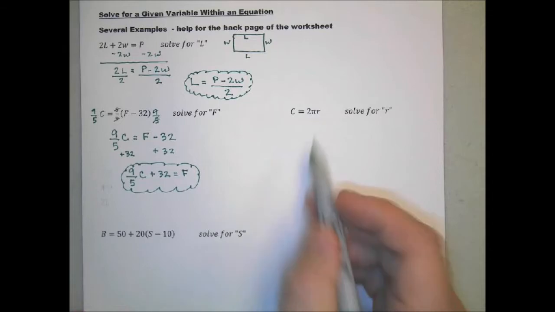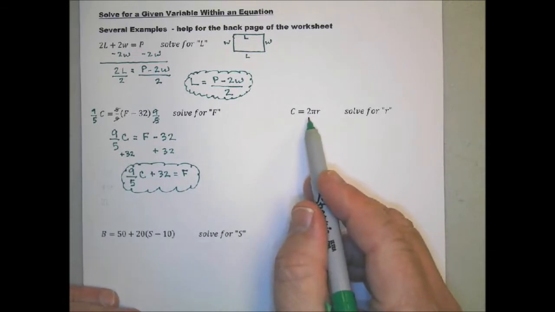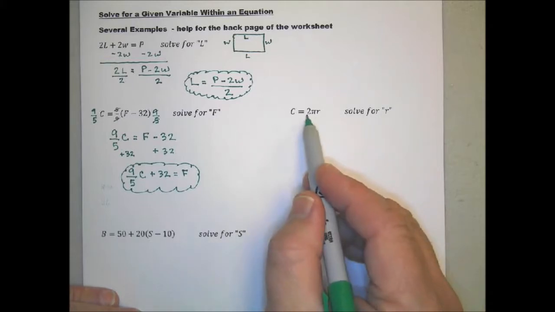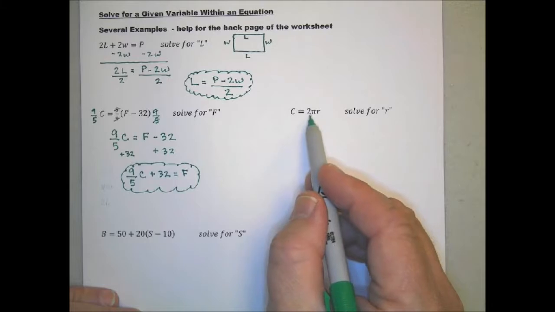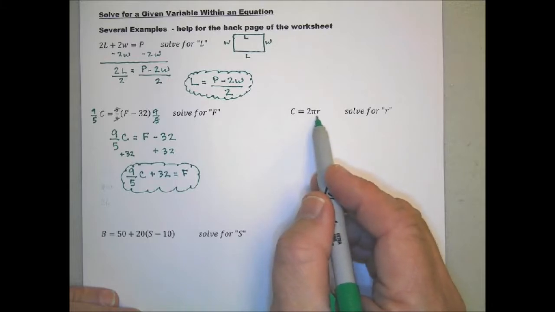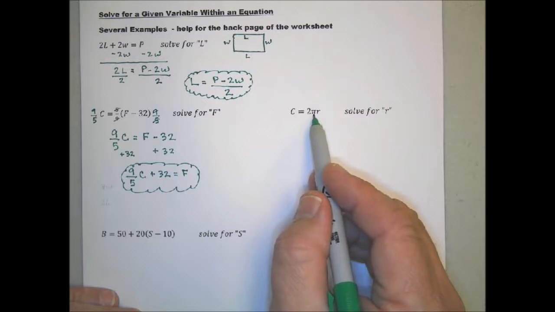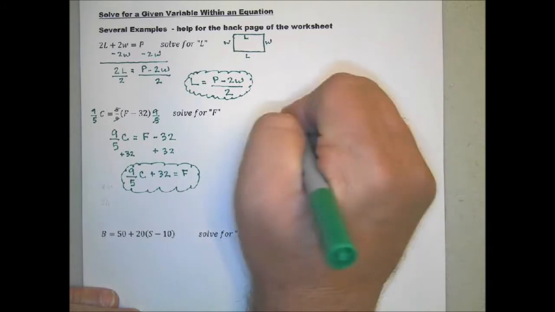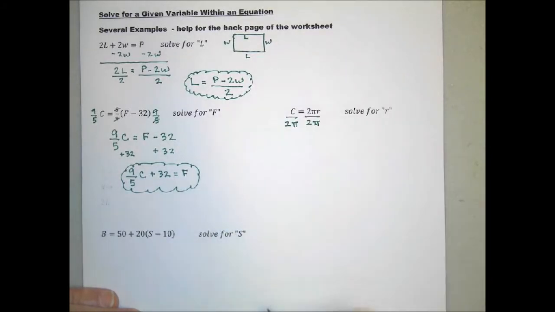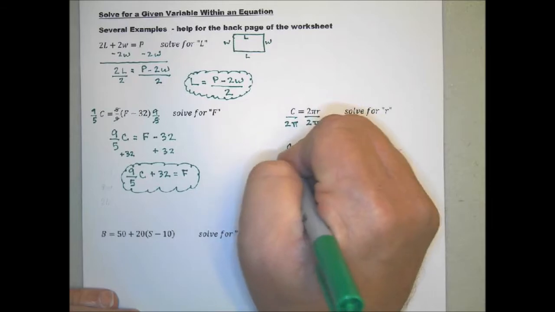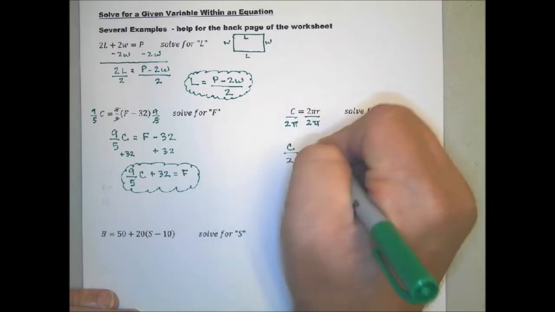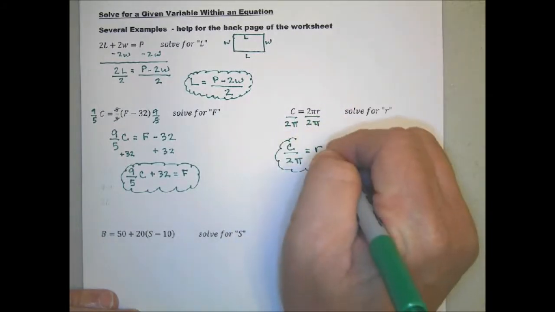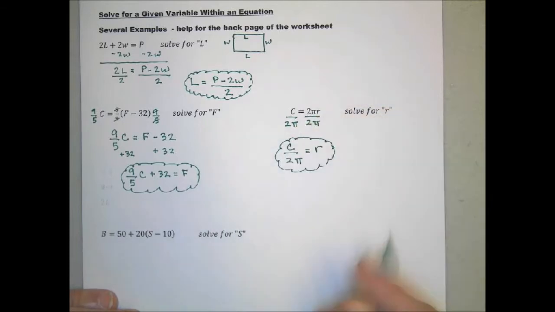And that was my goal, to solve for F. Now, this equation right here, the circumference of a circle equals 2 times pi times r. If I want to solve for r, I just need to get the 2 and the pi to go away. Now, I could do this in 2 steps if I want, but I'm just going to do it in 1. R is being multiplied by 2 and pi. So the way I'm going to get rid of them is I'm going to divide. So C over 2 pi equals r. And now I've solved the problem for r.